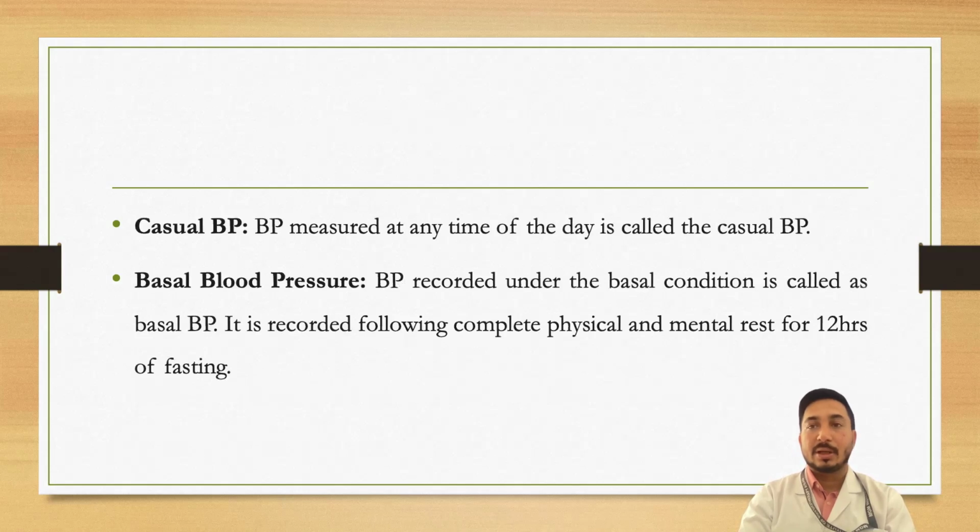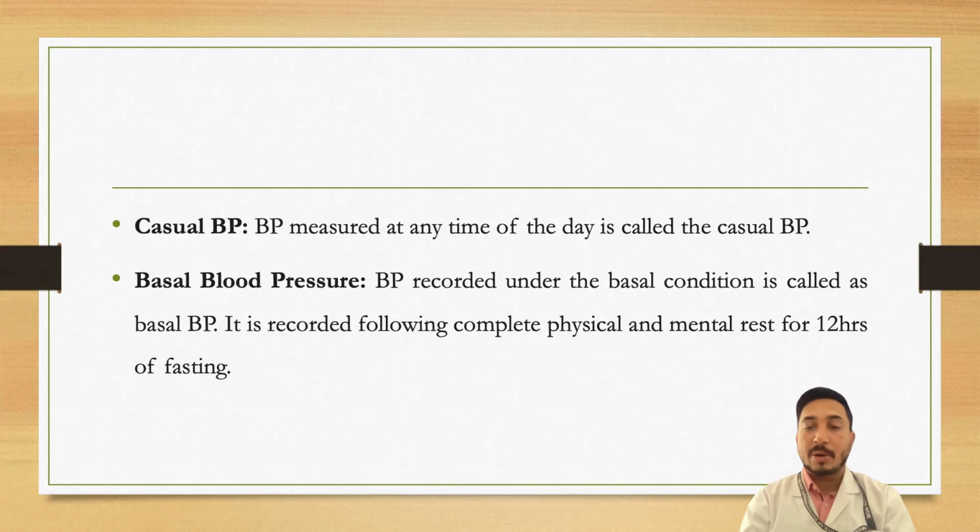Now, there are two different ways in which we can measure blood pressure. One is casual blood pressure. It is measured at any time of the day. The blood pressure measured at any point of the day is called casual blood pressure. And blood pressure recorded under basal conditions is called basal blood pressure.